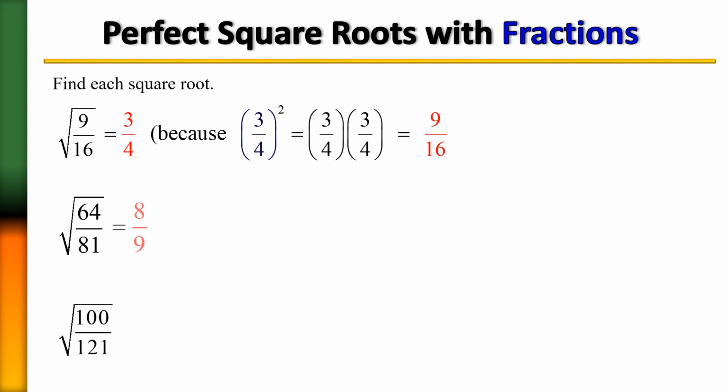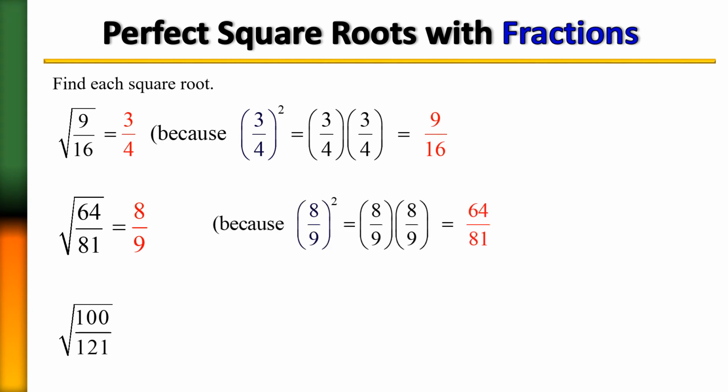If you said 8/9, that is correct, because that is the only number that, when you square it, will equal our original number under the radical, 64 over 81. So our answer is 8/9, because 8/9 squared equals 64 over 81.